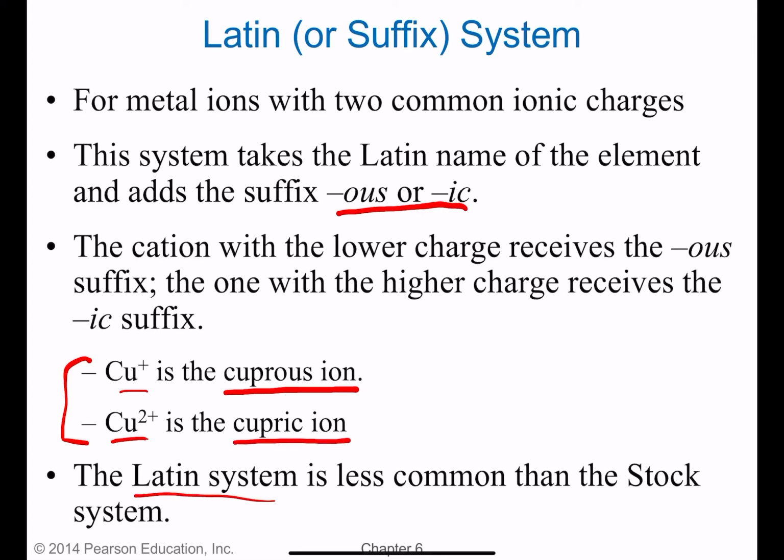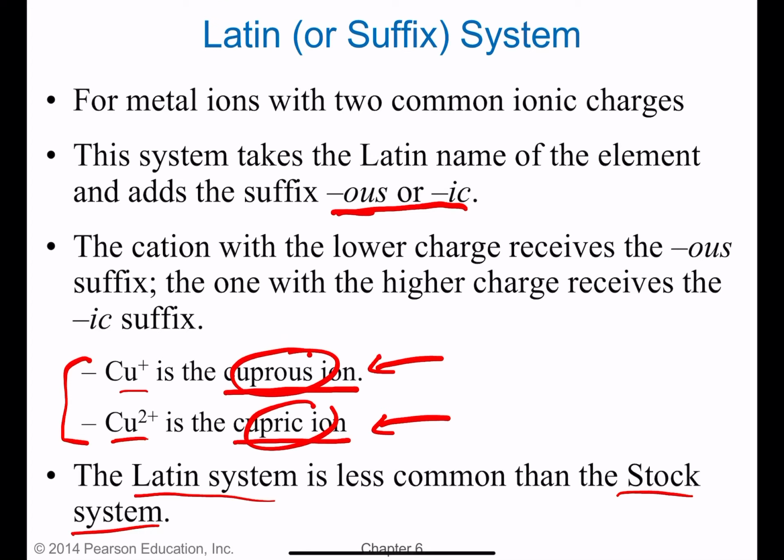So this is something that you might see if you take more chemistry classes and, for example, you have access to a stock room and you need to get chemicals off the shelf. If you see something called cuprous such and such or cupric such and such, it's referring to the charge. Now, it's not used very often. We more often will use the Roman numerals, which is called the stock system. But just keep in mind that this is a thing. You might see it, you may not. It's basically adding OUS or IC to the ending.